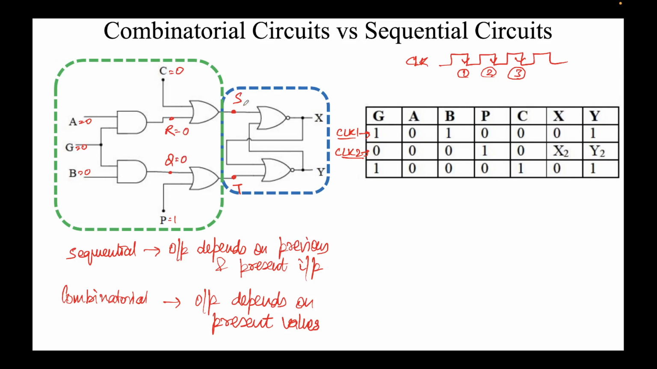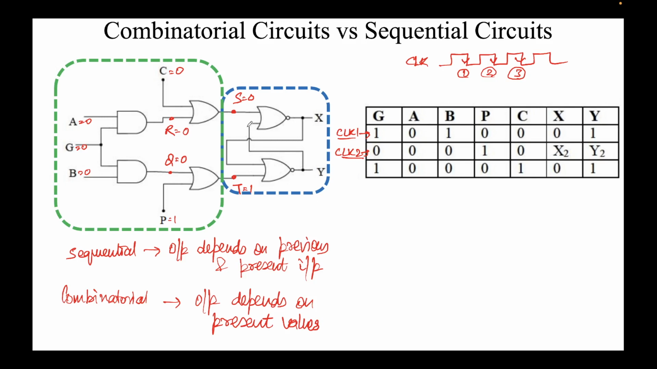Let's try and find the value of S. So S will be 0 plus 0. This is an OR gate. 0 plus 0 is 0. Similarly, if we try to find the value of T, T is 0 plus 1. So T will be equal to 1. Right. And if you need to find X2, we need to know the value of Y.